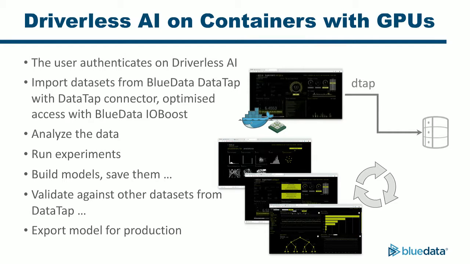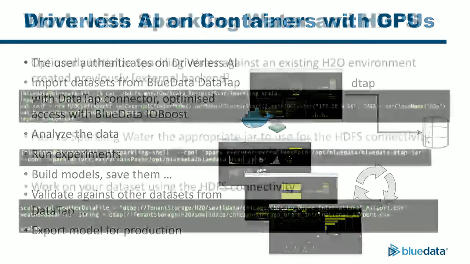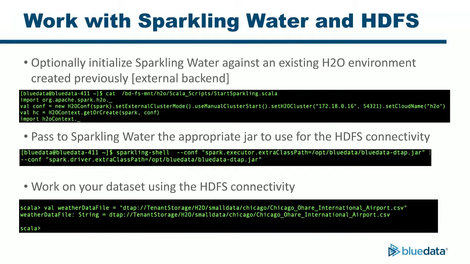And then you can go on to analyze the data, run your experiments, build your models, and then export models to production. Since BlueData is predominantly a containerized platform, deploying anything to production is also quite seamless, and we can take the models and deploy them into production. When we talk about other applications, Vinod briefly touched upon Driverless AI being their primary application for an end user.